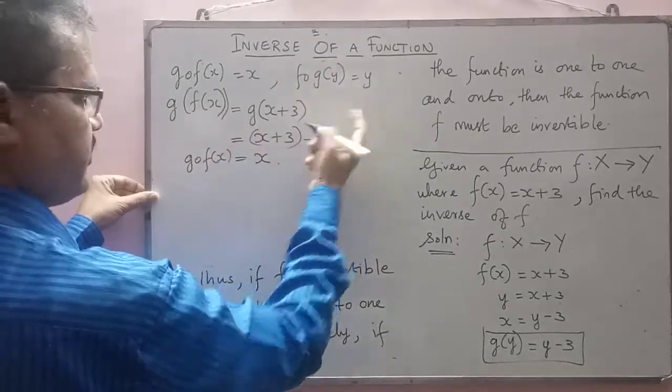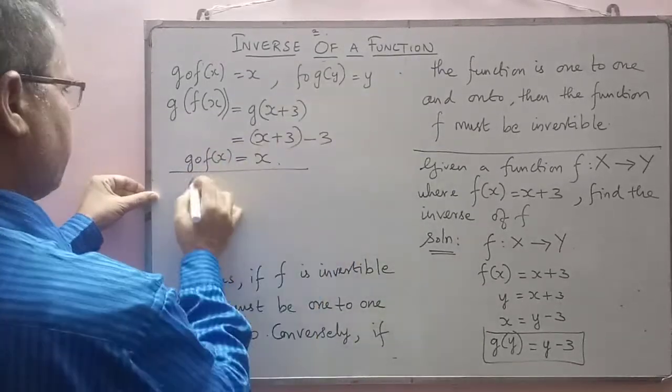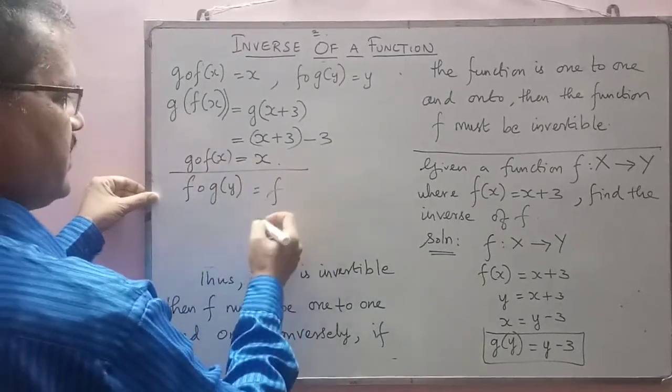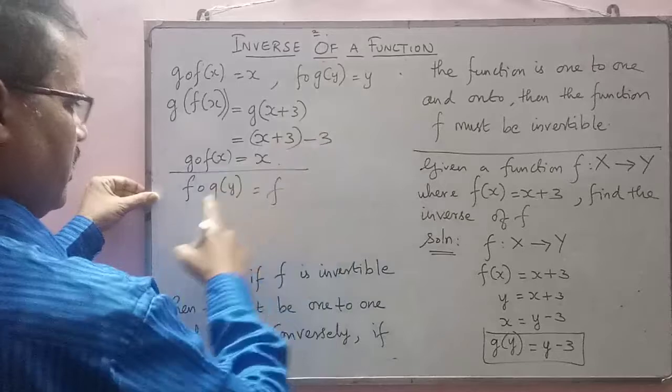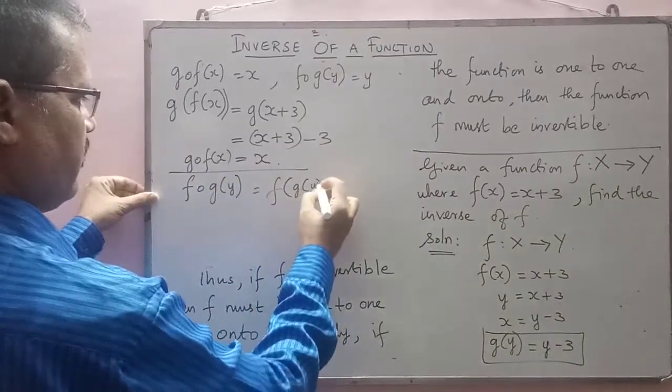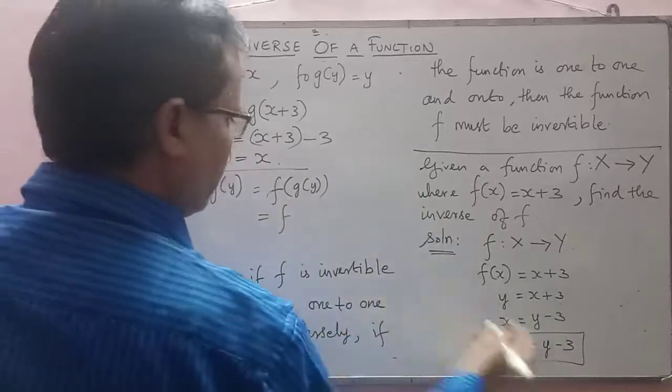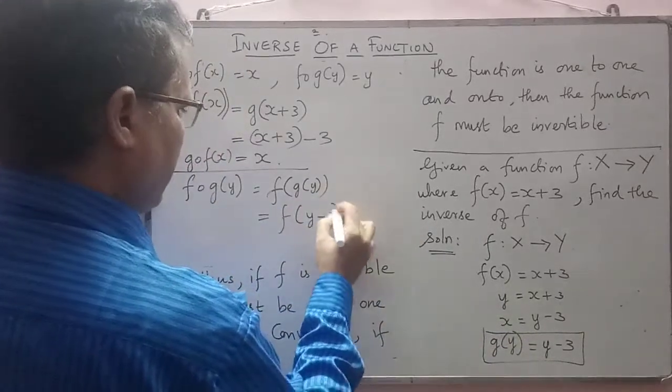Next you have to check f of g of y. This part is over. Next this part, f of g of y. You are going to prove it as y. Now let us write this as f of g of y. This is the meaning of that. What is g of y? Y minus 3. So f of y minus 3.